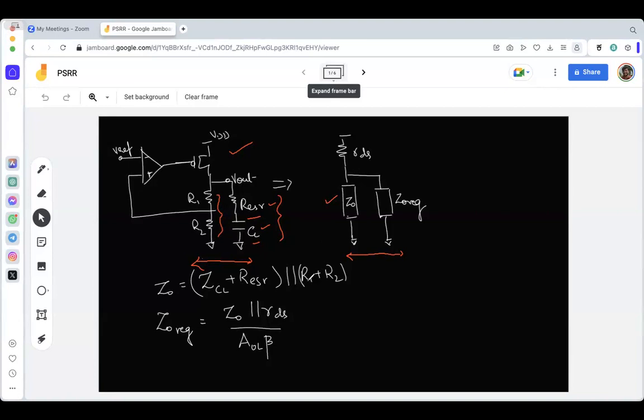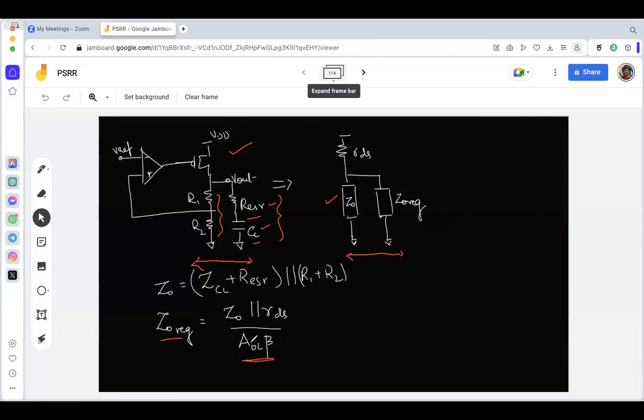There is also another resistance. Don't assume that these two are coming in parallel. So Z0 and Z0 reg. We'll look at what comes and what does not. Z0 reg is the output impedance of the regulator, when it is working. What happens when the regulator is working? The output impedance reduces by the AOL beta factor.